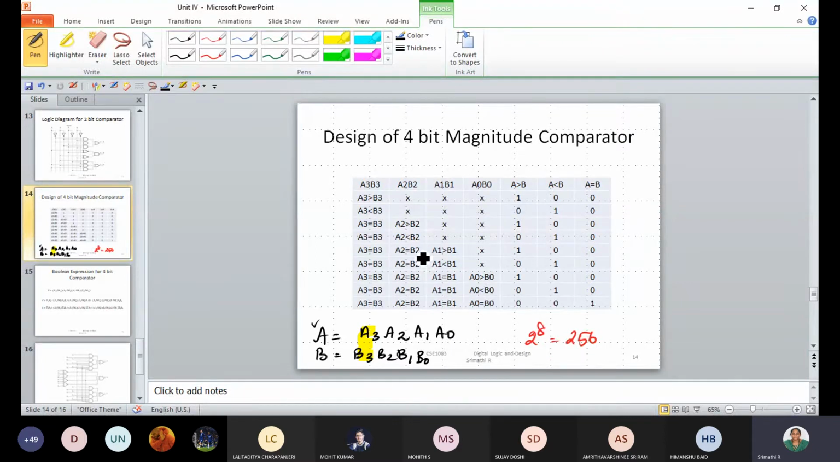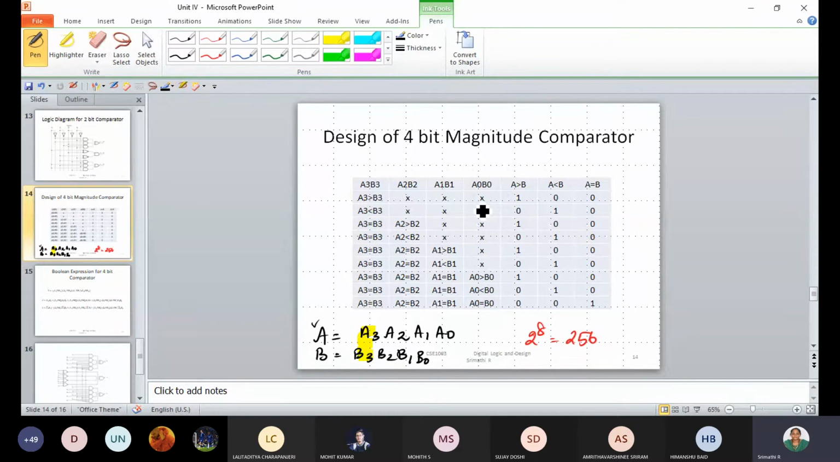Then we need to go ahead with the next comparison, A1 and B1. Again: A1 greater than B1, A1 less than B1, A1 equal to B1. And if this is also equal, I have to compare A0 and B0: A0 greater than B0, A0 less than B0, A0 equal to B0. Fill up the truth table function.